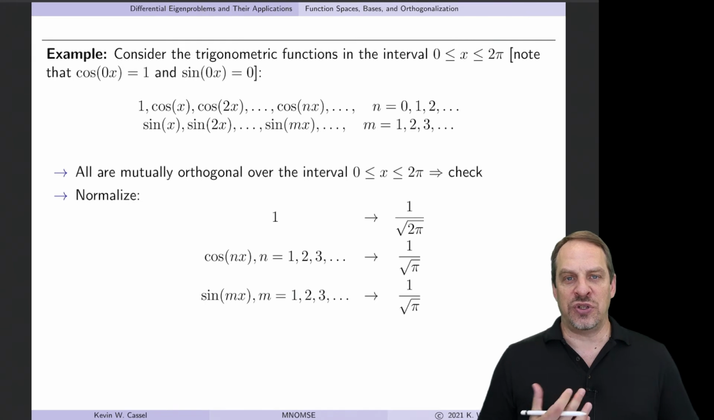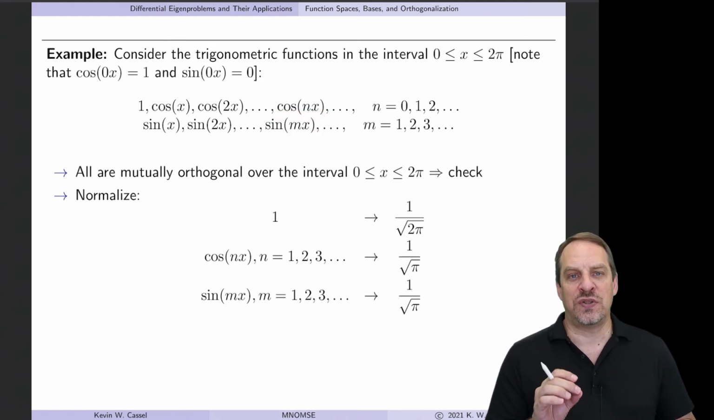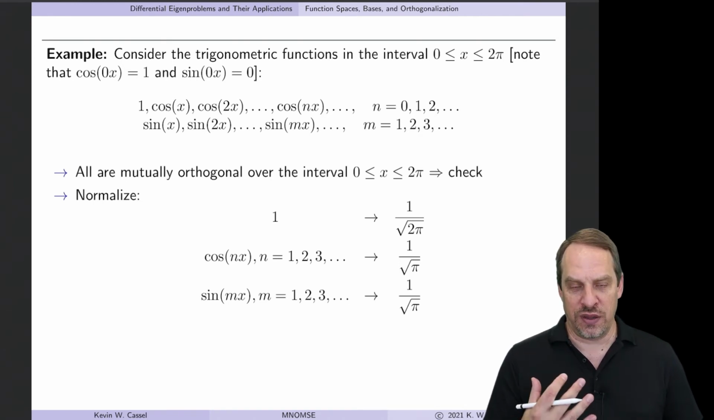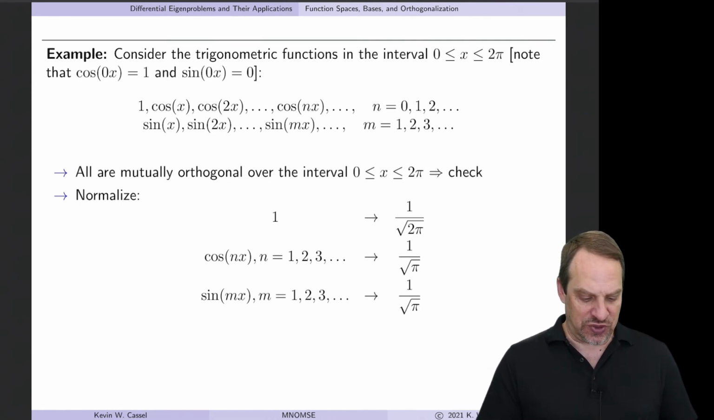It turns out, and you can check this, that all of the cosine nx's are orthogonal over the interval from 0 to 2 pi with all the other cosines. Likewise, they are orthogonal with all the sines, and all the sines are orthogonal with the other sines. So as a result, all of these are not only linearly independent, they're also orthogonal already. So all we have to do is normalize them in order to have a nice convenient basis to work with using these functions.